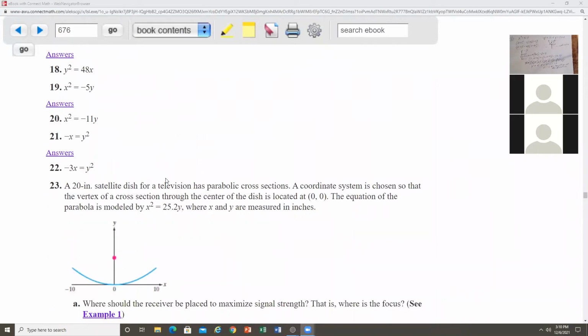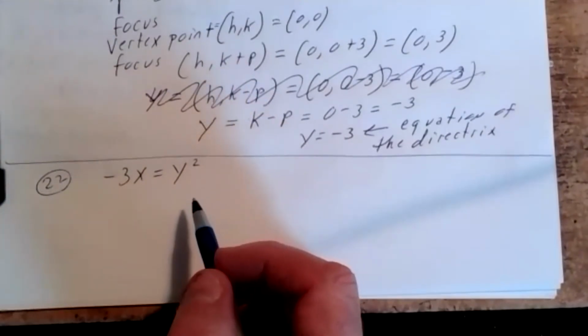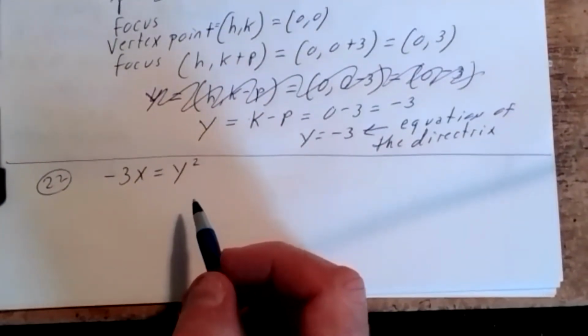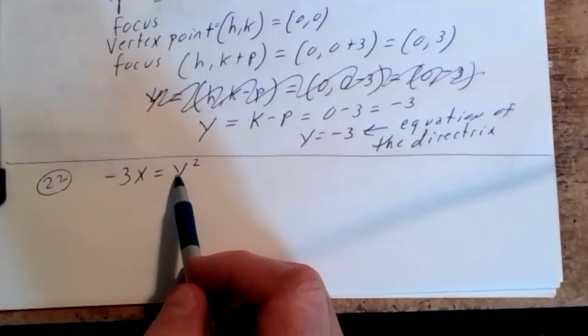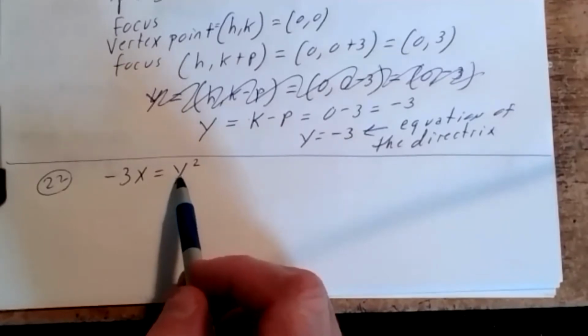They want you to identify what p is, what the focus is, and what the equation is for the directrix. So for 22 here, we have negative 3x equals y squared. Would this be an equation of a parabola that opens upwards or downwards, or right or left? What do you think? Up, down, or right or left variety? I would say up. Well, now the y variable is squared, right? That would be left, right? Yeah, it's going to be a parabola that opens to the left.